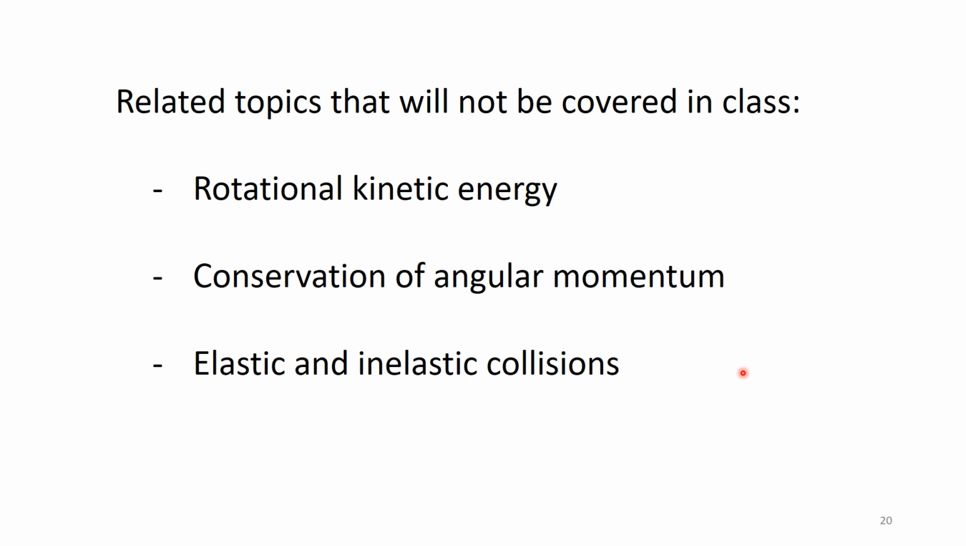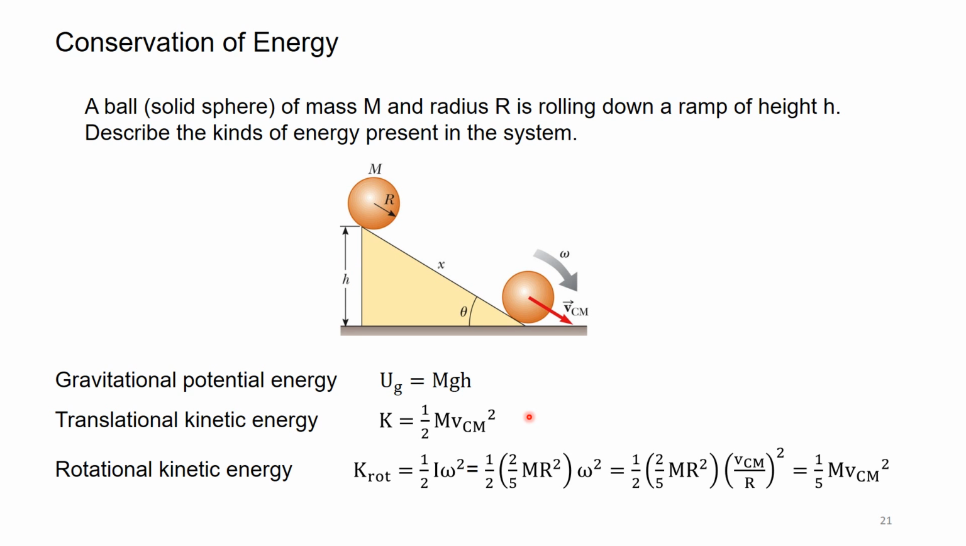Okay, and some quick overview of topics that we won't be covering in detail. So we have rotational kinetic energy, then conservation of angular momentum, and then elastic and inelastic collisions. So we discussed kinetic energy. There's linear kinetic energy for an object moving in a straight line, and there's rotational kinetic energy for objects rolling. Okay, so let's look at this picture here.